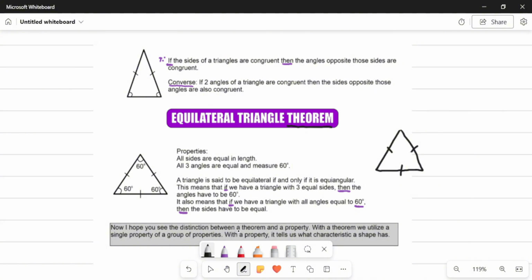Right, and now I hope you see the distinction between a theorem and a property. With a theorem, we utilize a single property or a group of properties, and a property tells us what characteristics a shape has. Right, so these are the characteristics of it. But let's just say that we're given that all the lengths of the sides of the triangle are equal. Then what can we conclude about the angles? We can conclude that all the angles are 60 degrees. Let's say that we're given that all the interior angles of a triangle are 60 degrees. Then what can we conclude about the sides of the triangle? They are equal. Why? Because of the equilateral triangle theorem. Understood? So that's what these theorems enable us to do.